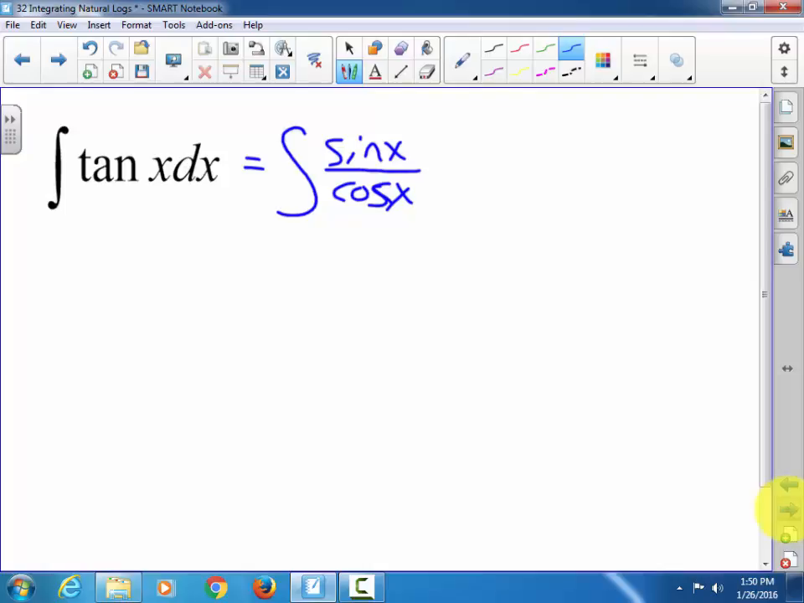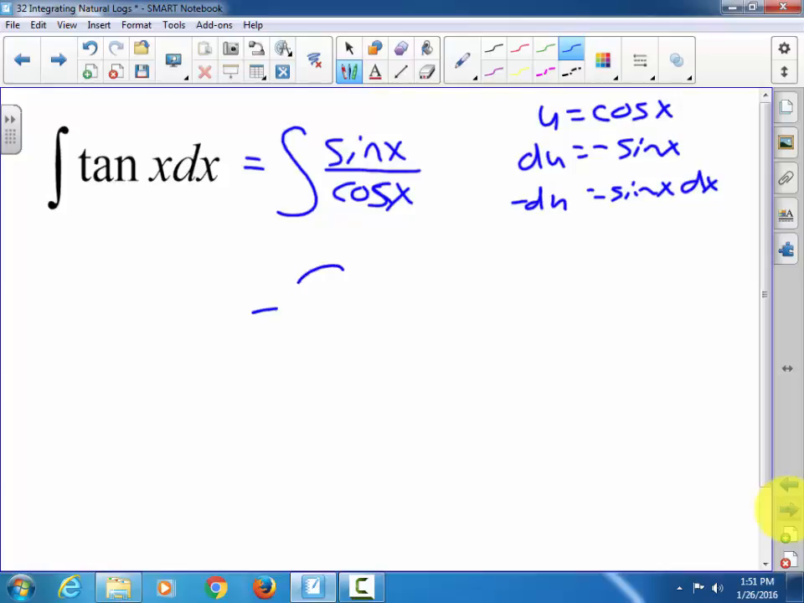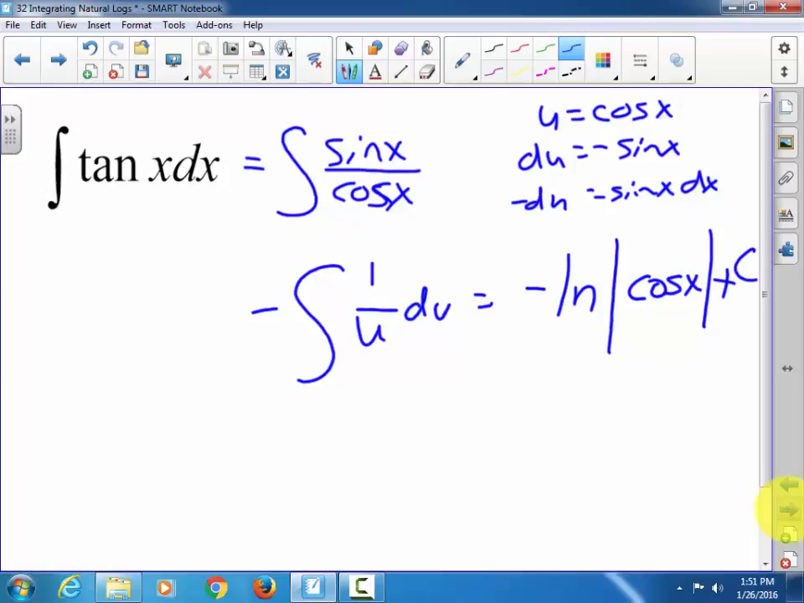So now, if we are going to integrate this with what we've been saying, we would say u is cosine of x, so du is minus sine of x. Agreed? So minus du equals sine of x dx. So that means we're integrating minus 1 over u du, which is minus ln of the absolute value of cosine of x, plus c. Is the absolute value important there? Because cosine could be positive or negative, right?